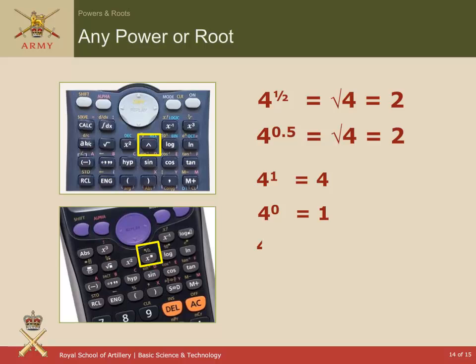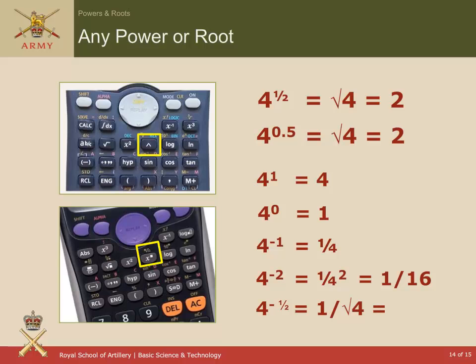Now we can go negative. 4 to minus 1, that little minus sign means just put over 1. So 4 raised to minus 1 is 1 over 4, so a quarter. 4 raised to minus 2 is 1 over 4 squared. So the 4 goes beneath the 1 and it just becomes 1 over 4 squared. The power becomes positive, 1 over 16. 4 raised to minus a half, or minus 0.5, is 1 over the square root of 4, or a half. Try it out on your calculator and see if you get the same results.